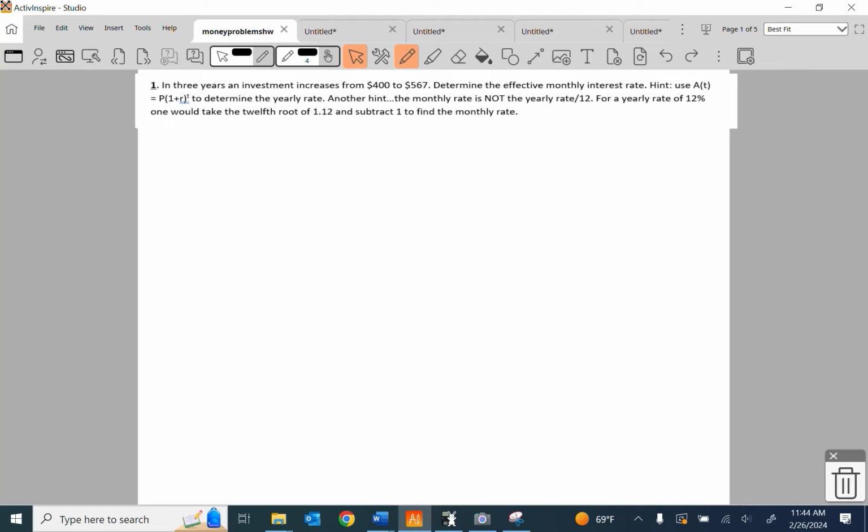What do we got here? We get the money problems. In 3 years, investment increases from $400 to $567. Determine the effective monthly interest rate. The hint: there is a formula.